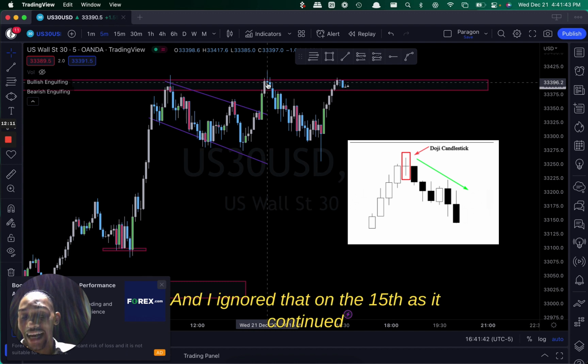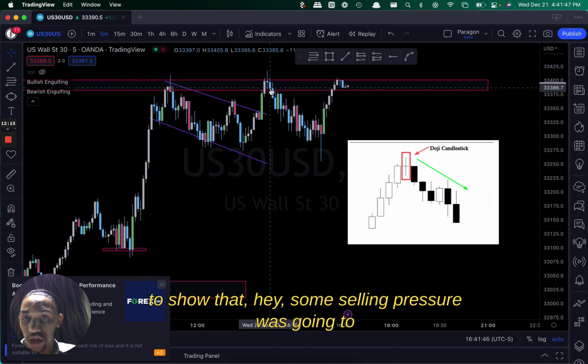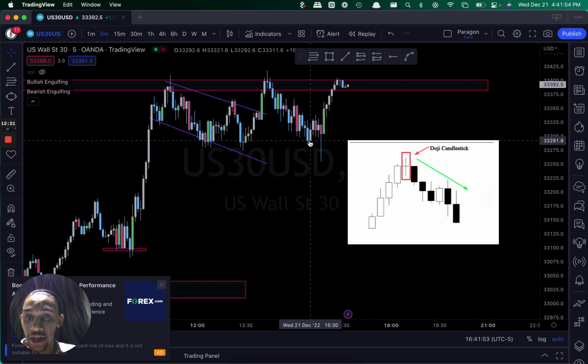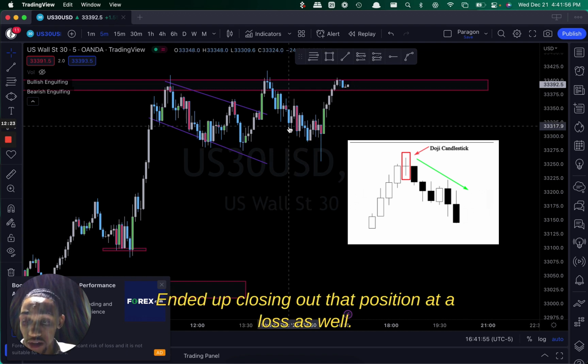And I ignored that on the 15 as it continued to show that, hey, some selling pressure was going to come in and push through and push price back down. Ended up closing out that position at a loss as well.